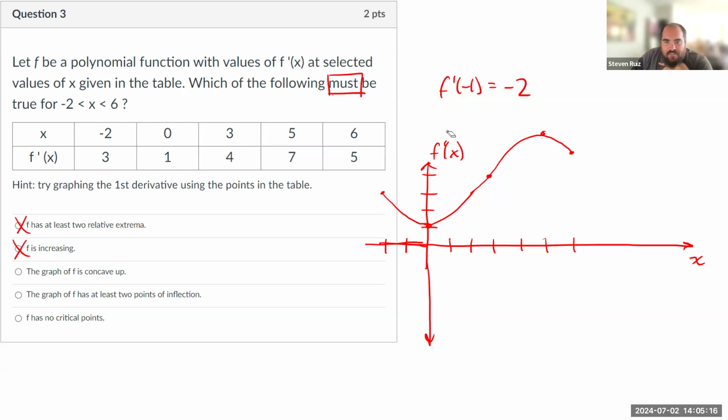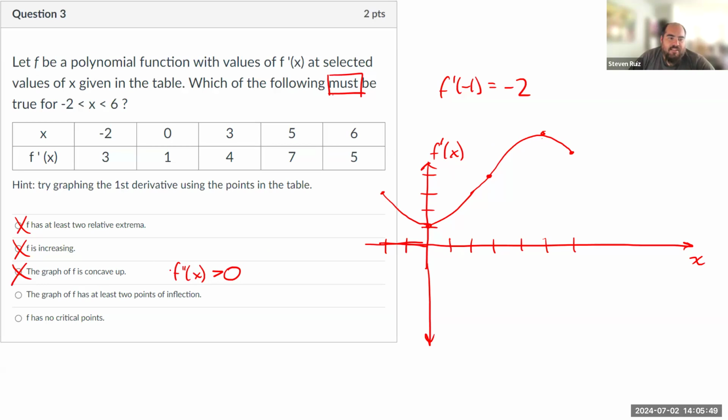So remember, this is the graph of f prime. What does it mean for the graph of f to be concave up? That means that f double prime of x is positive. I think this one I can say is absolutely false, because if my graph of f was concave up, that means that f prime would be increasing everywhere, which I already know it can't be. So f prime increases from -2 to 0. So I can throw that one out.